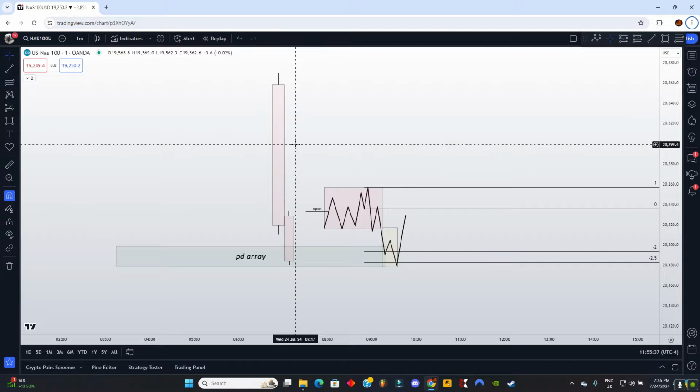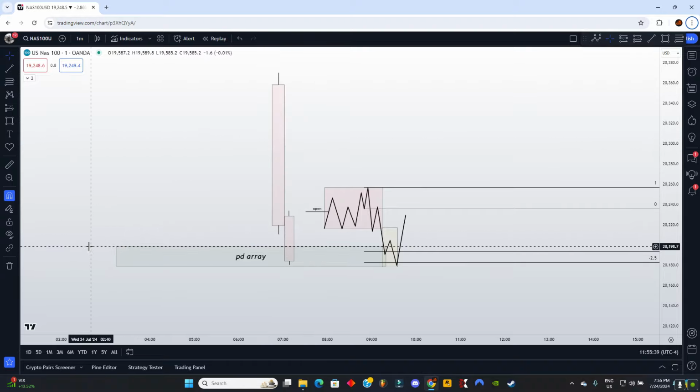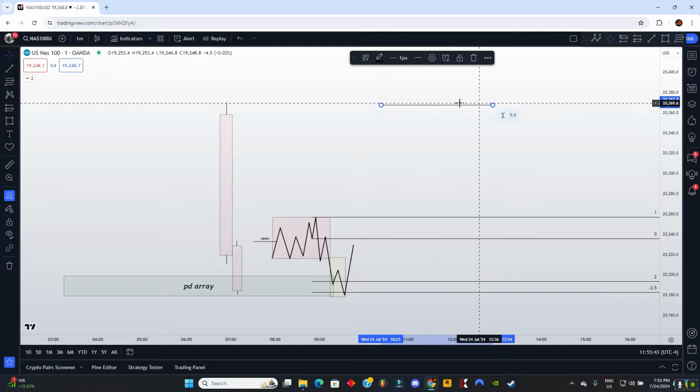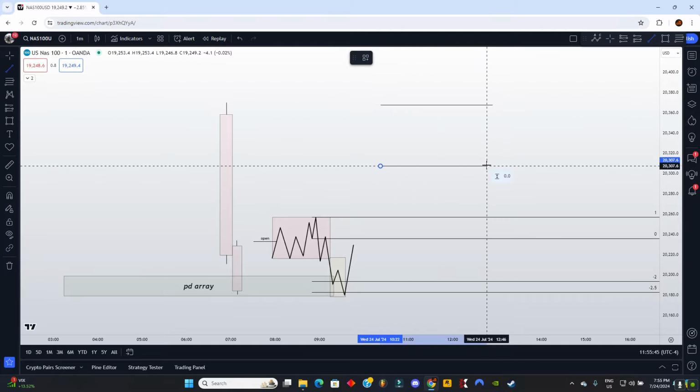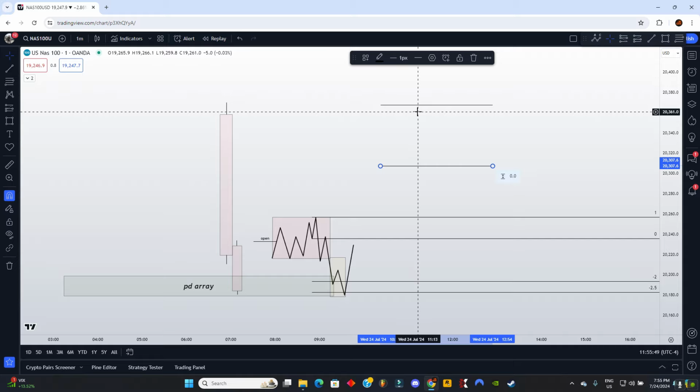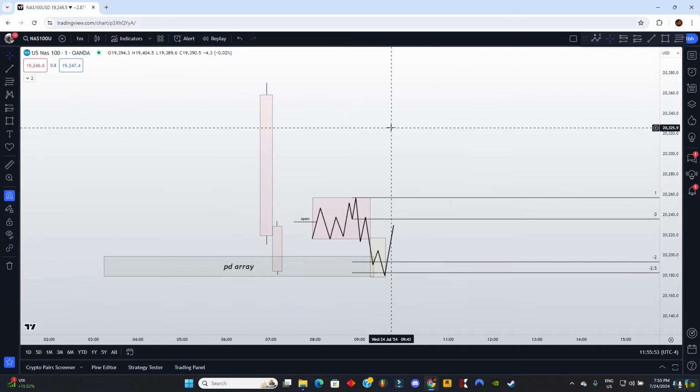So on the daily time frame, first of all, what you have to do is mark out the PD array. Now, what is a PD array? A PD array is any high, any low, right? It could be a fair value gap, an order block, a breaker block, an inverse fair value gap, a rejection block, a BPR, whatever. All right, that is called a PD array.